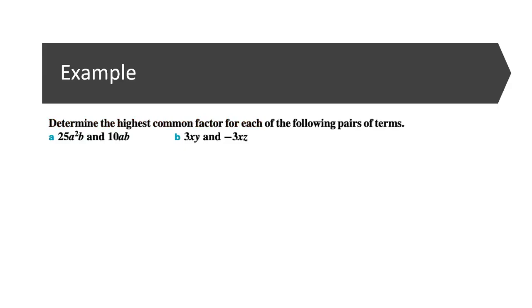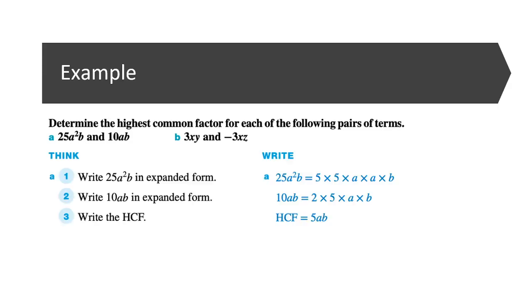Okay, now let's have a look at some pairs of terms. We need to find the highest common factor for each of the following pairs of terms. So we have 25a squared b and we have 10ab. The way that we do this is a 3-step process. Step 1, let's write down 25a squared b in expanded form. So 25 becomes 5 times 5, a squared is a times a, and b is just b at the end. Now 10 is 2 times 5, a is just a, and b is just b.